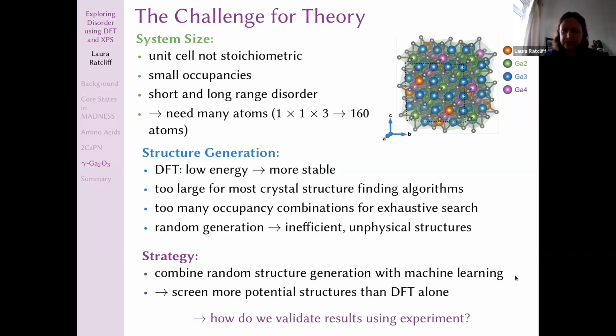So what we decided to do instead was to combine random structure generation with a simple machine learning approach. This means we can screen more potential structures than if we were to just do DFT. We can assume, as I mentioned, that low energy DFT structures are more stable, and these are the structures that are more realistic. But we also want some way of validating these results compared to experiment. And our way of doing this is to look at XPS.